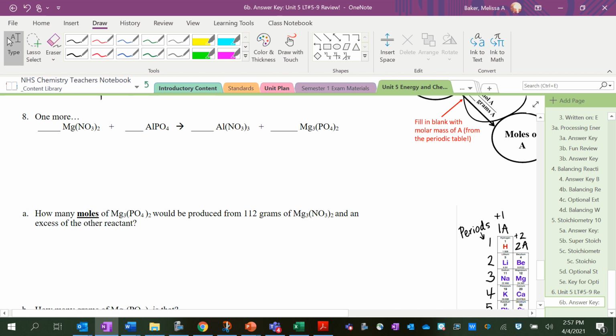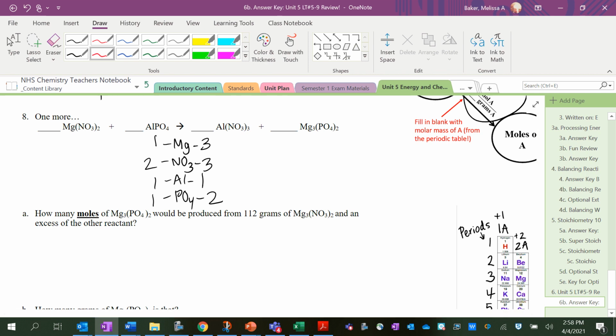Last one, it's a balancing with stoichiometry question, and it's a little bit different. So first, let's balance and notice that we can actually keep our polyatomic ions together because NO3 stayed together on both sides, and so did PO4. We've got 1 magnesium on the left and 3 on the right. 2 NO3s on the left, 3 on the right. 1 Al on the left, 1 on the right. 1 PO4 on the left and 2 PO4s on the right.